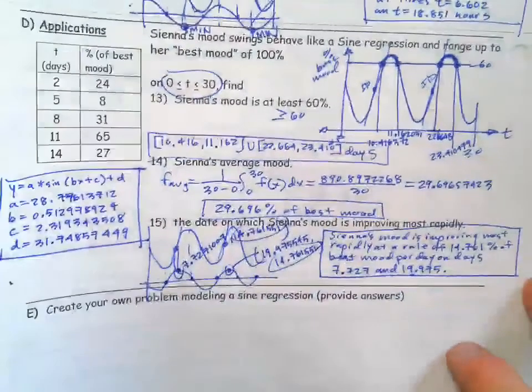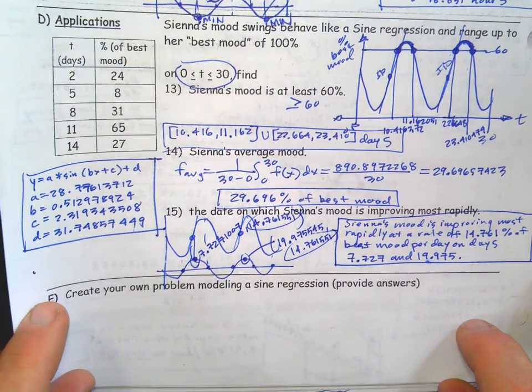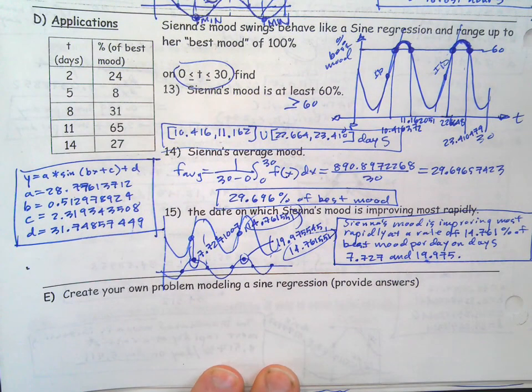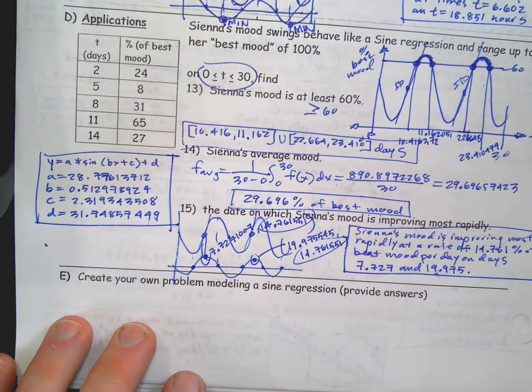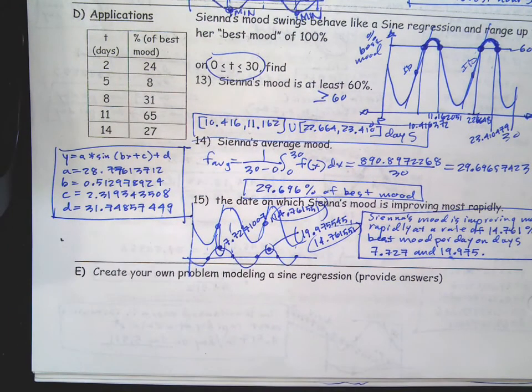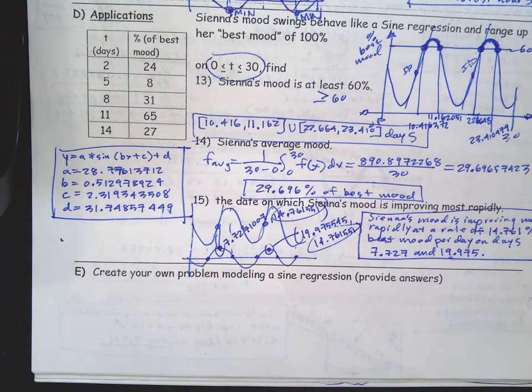This is the kind of answer I'm looking for. This is a nice thorough answer. It's going to help you not lose points on your AP test that you really shouldn't have lost, and not even on my test. So I require this to give full credit. Part E, you get to make up your own. Just create a scenario. Create some values, hours in a day, days in a month, days in a year, weeks out, whatever. Something that's changing. Create some values, fit a sine regression to it, ask a question, just one question. Just be creative.